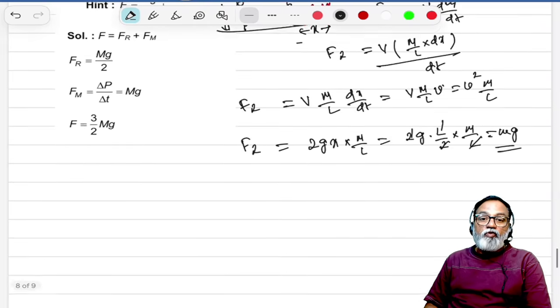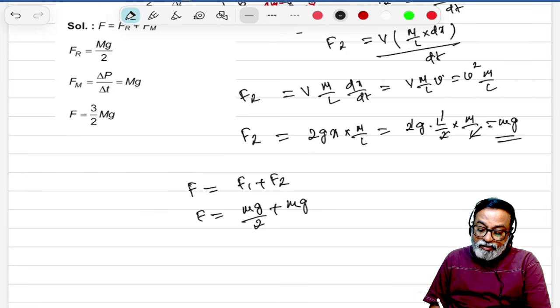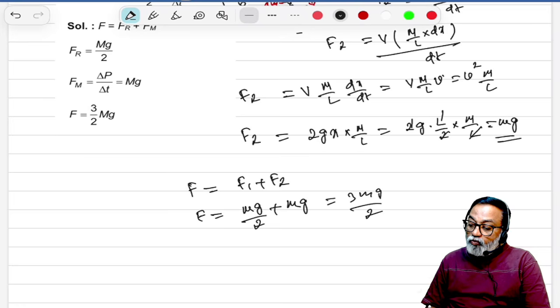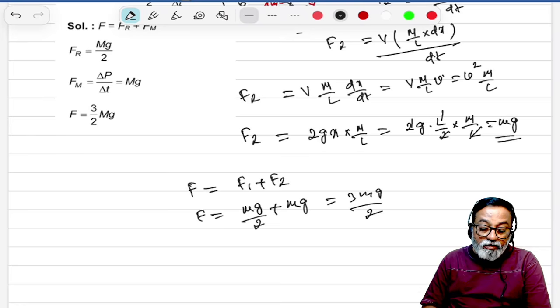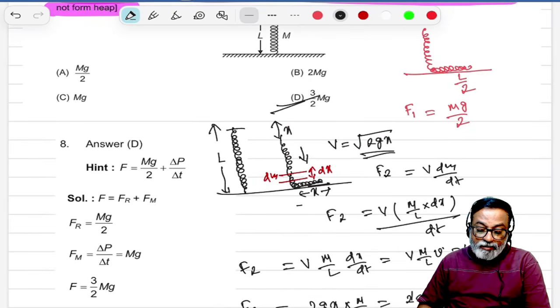This is the impact force. Therefore, the total force on the ground is F1 plus F2. F1 is due to weight, mg by 2. Another one is the impact force, mg. Therefore, this becomes 3 mg by 2. Therefore, the answer is 3 mg by 2, option D is correct.